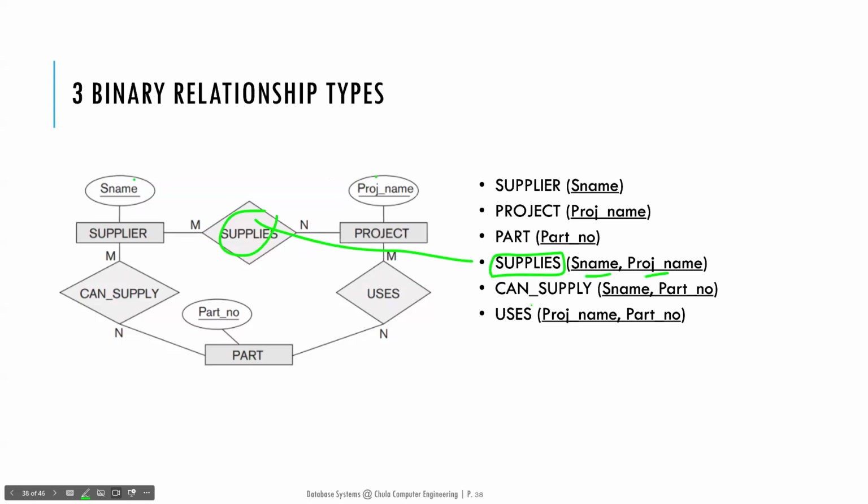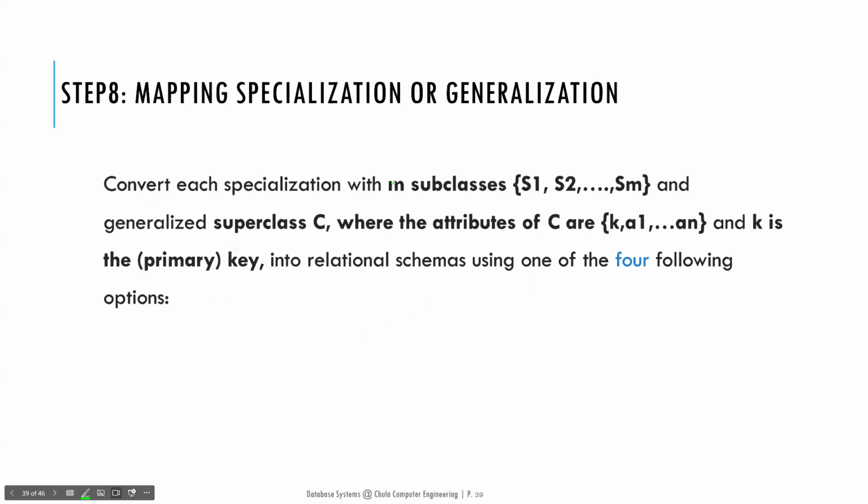But for can supply, you do the same. For can supply, you only take the key from S, you take S name and you have part number. And for uses, you only do part number and project name. So it's like cyclic there. All right, so this is the difference between having three binary relationship types or just one ternary one.